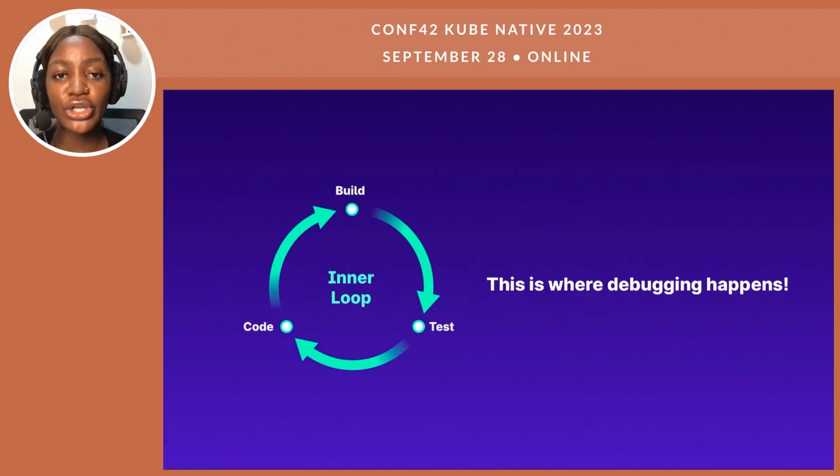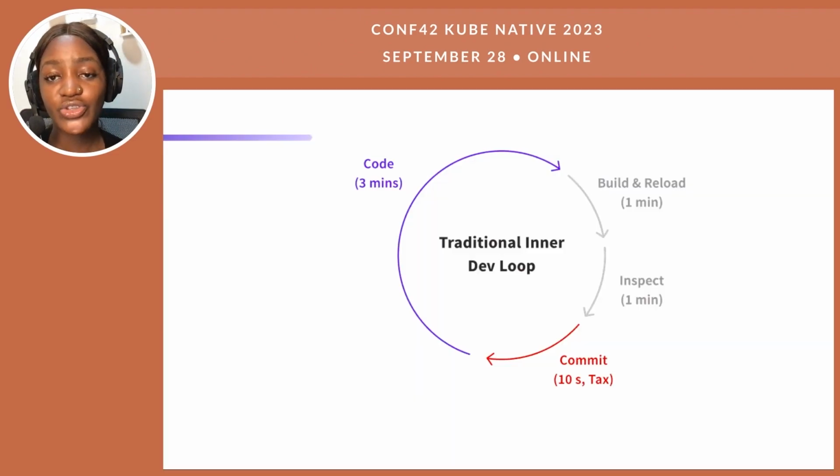For this talk, we're going to focus on the inner dev loop because that's actually where the debugging and developer experience happens. Once you can make this section of the inner dev loop as fast as possible, it indirectly affects every other part of the developer experience because it would make you ship products to your end users a lot faster. So here's what the traditional inner dev loop looks like.